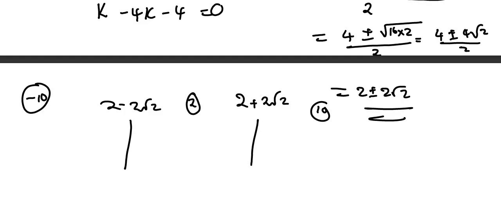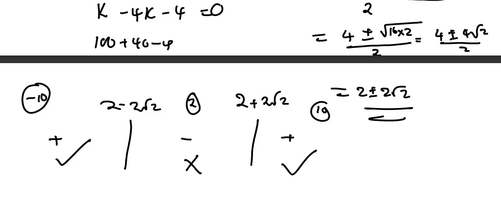So now if I put negative 10 into this, that is going to be 100. Then that's a plus 40 minus 4, so this will be positive. This is okay. If I put a 2 there, it will be negative. We don't want this. If I put a 10 there, that's going to be positive. So it will be 100 minus 40 minus 4, it's positive. So meaning the answer, k, must belong from negative infinity up to 2 minus 2 root 2.